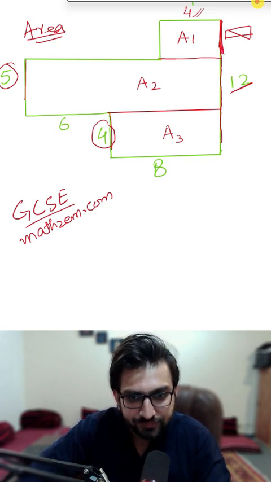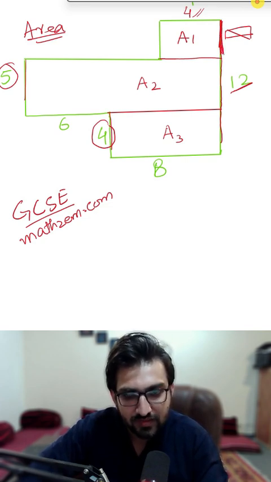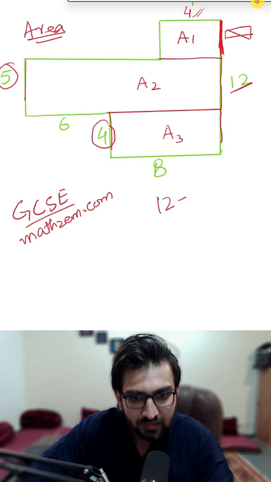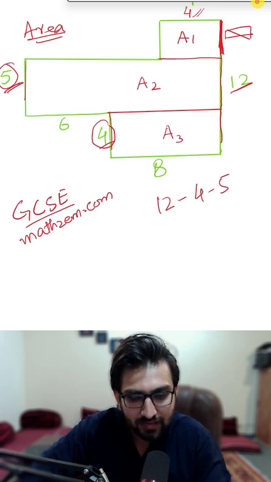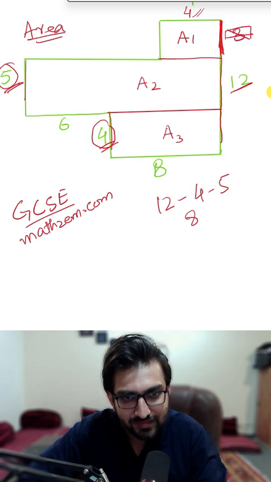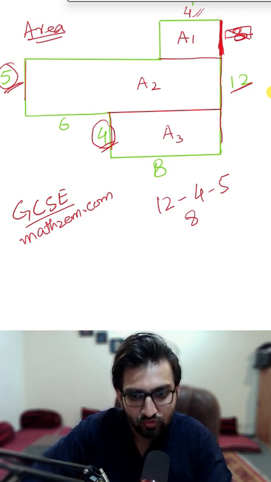So let's do that. 12 minus 4 minus 5. Okay, so I have subtracted this line and that line. So 12 minus 4 is 8 and 8 minus 5 is 3. So it means this line is 3. This place is 3. So now we have both the sides. So let's multiply them together. So area 1 is equal to 4 times 3, which is 12.